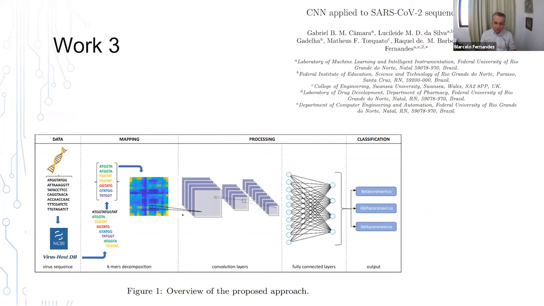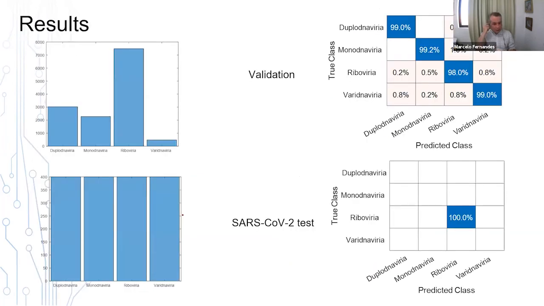This work 3 is the same as work 2, but using a CNN, a convolutional neural network. Work 2 used the sparse stacked autoencoder. Here are some results with the classification of other realms. This is a confusion matrix from the validation. In this case, we don't use SARS-CoV-2 in the training and validation, and after that we test with just SARS-CoV-2 sequences, and we have 100% correct classification.